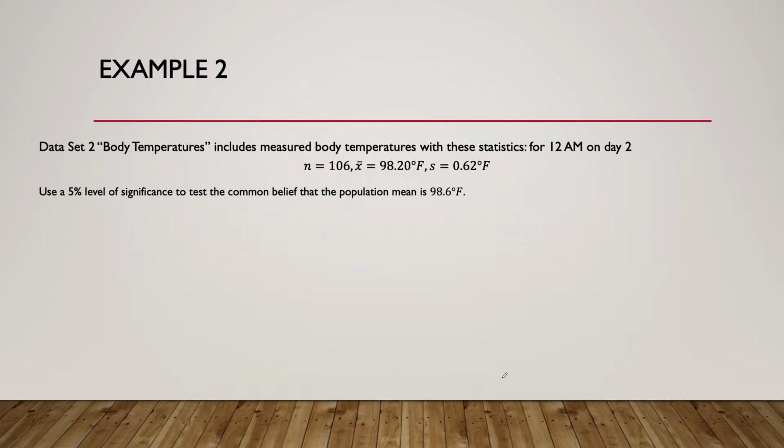The body temperatures data set measures body temperatures with these statistics for 12 a.m. on day 2: N is 106, X bar is 98.20 degrees Fahrenheit, and sample standard deviation is 0.62 degrees Fahrenheit, using a 5% level of significance to test the common belief that the population mean is 98.6 degrees Fahrenheit. This has a sample size of 106. Despite the way the population works, this is going to be approximately normal.